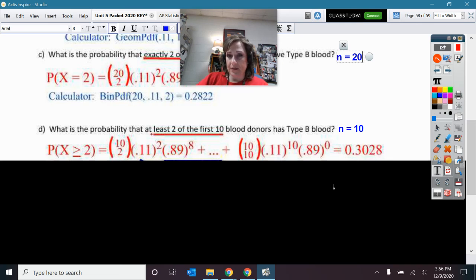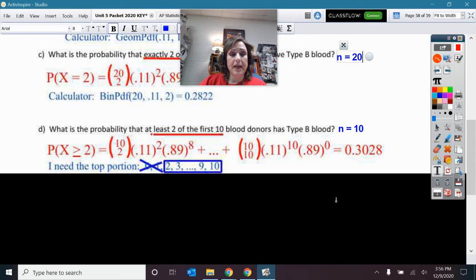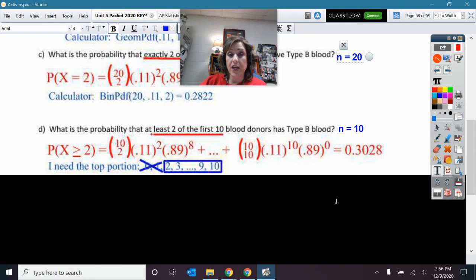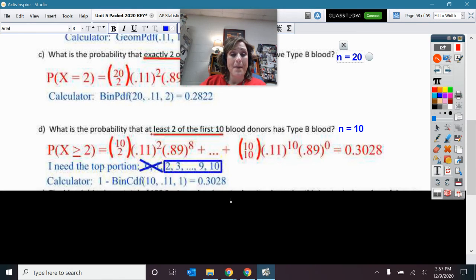And so then remember, my calculator will not accumulate an upper part. So I do 1 minus the lower part accumulation. 1 minus the accumulation, and I'm going to take off 1 and below.